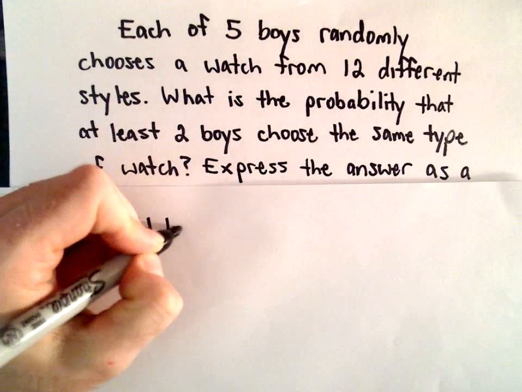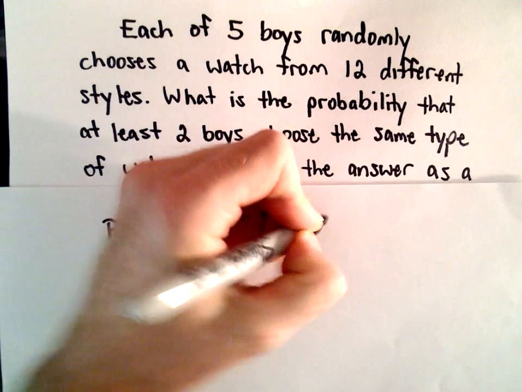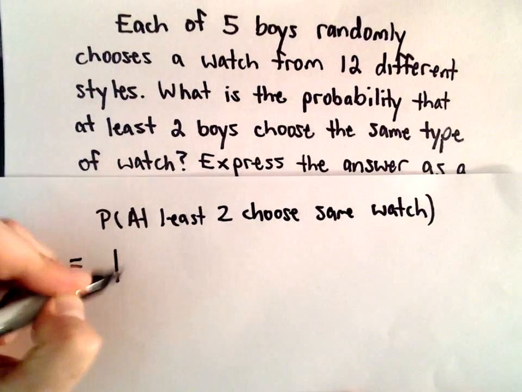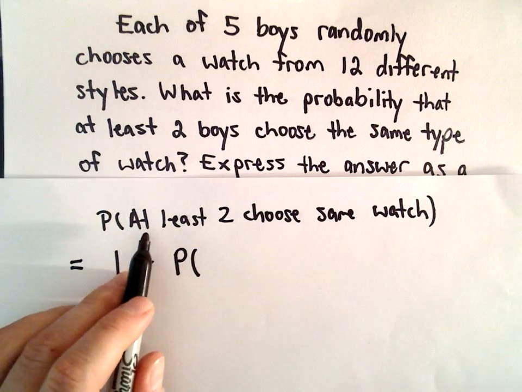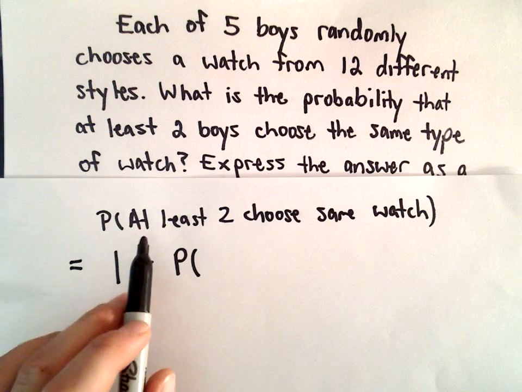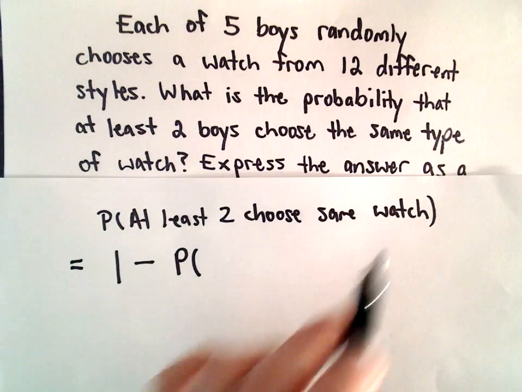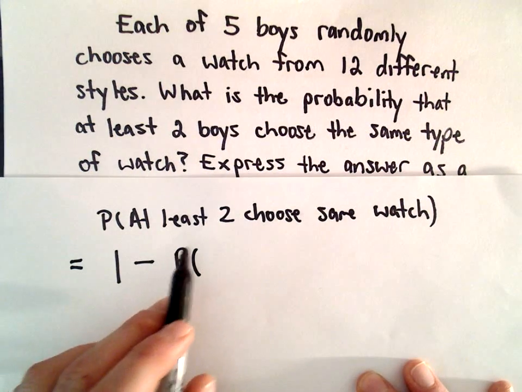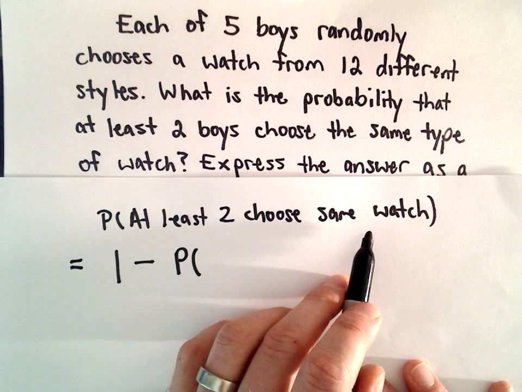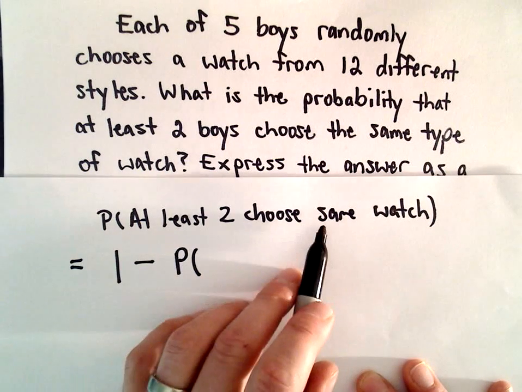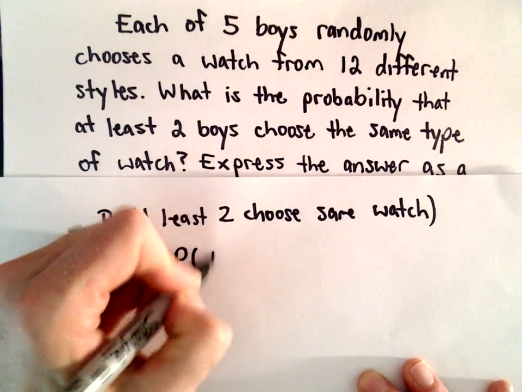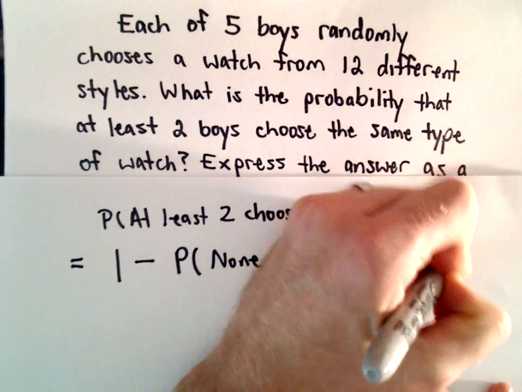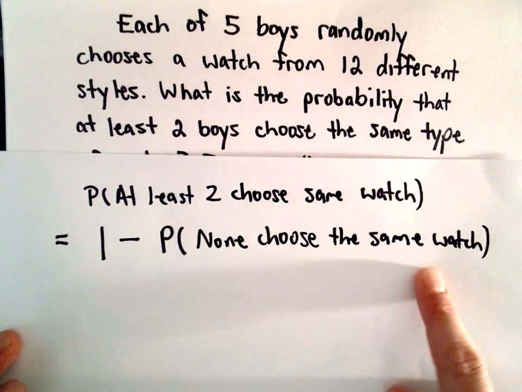So the probability that at least 2 choose the same watch, well, we can use the complement, and that's kind of the trick to these types of problems. That's going to be 1 minus the probability of, well, you think about the opposite event. If it's not true that at least 2 boys choose the same watch, you could say at most 1 boy picks each watch, but that's kind of confusing. Equivalently, we could just say that none choose the same watch. And this is going to be a much easier event to calculate.